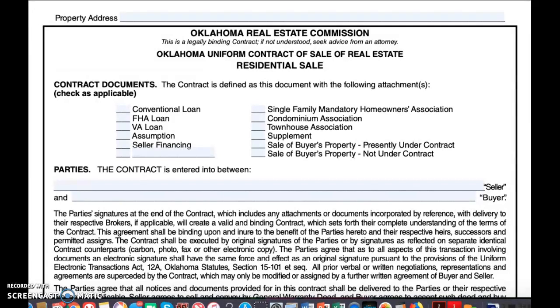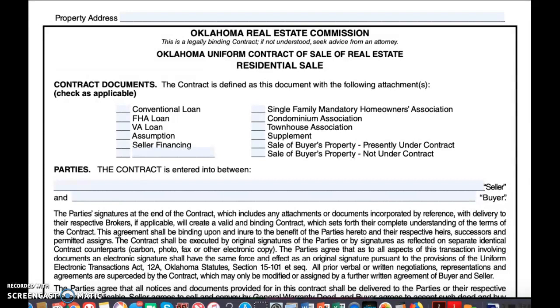First paragraph, contract documents. The contract is defined as this document with the following attachments. Check as applicable. There's two columns. The first column on the left reads conventional loan, FHA loan, VA loan, assumption, seller financing, a blank for you to write in. The second column contains single-family, mandatory homeowners association, condominium association, townhouse association, supplement, sale of buyer's property presently under contract, and sale of buyer's property not under contract.